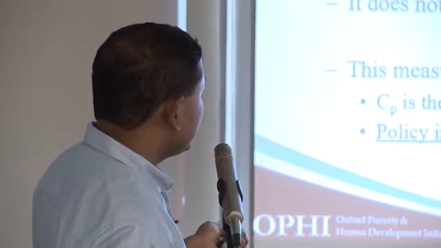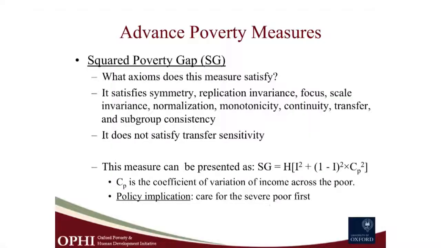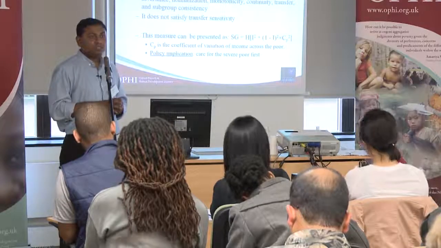This measure can nicely be presented using different statistics: headcount ratio, income gap squares, and coefficient of variation. You look at the overall poverty measure, and you can break it into these three components to see how the overall poverty has changed by changes in inequality, by changes in the average income of the poor, or by changes in the headcount ratio. And of course the policy implication is that this measure can care for the severe poor first. The main problem with this measure, though, is that it's not very intuitive.